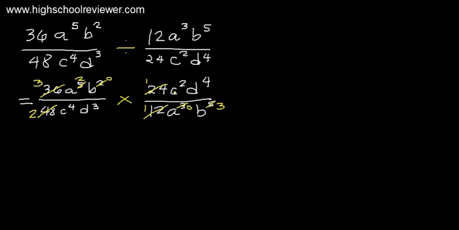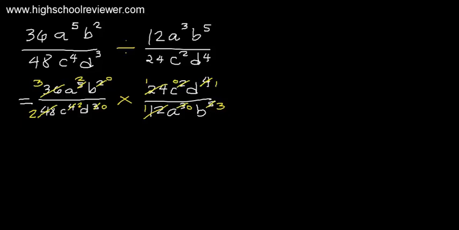And then we also have here c. c raised to the power of 2 and c raised to the power of 4. So subtract this by 2. 2 minus 2 is 0, and 4 minus 2 is 2. And lastly, we have here d. d raised to 4 and d raised to 3. Subtract each exponent by 3. 3 minus 3 is 0, and 4 minus 3 is equal to 1.